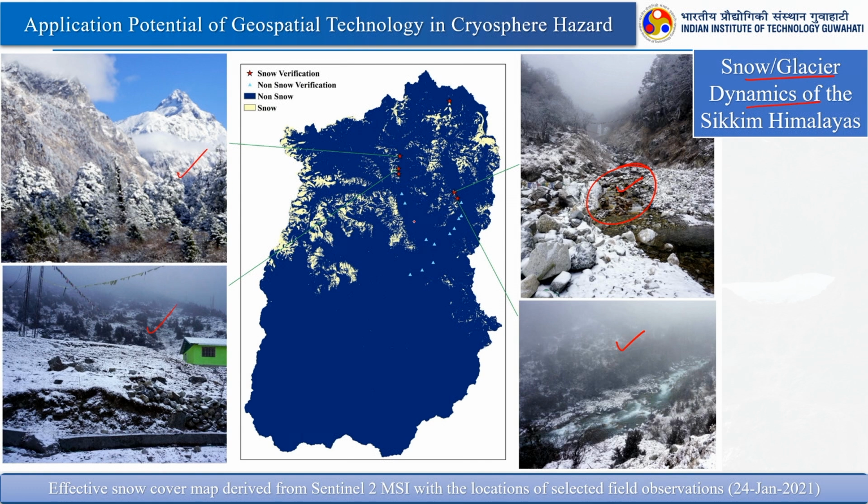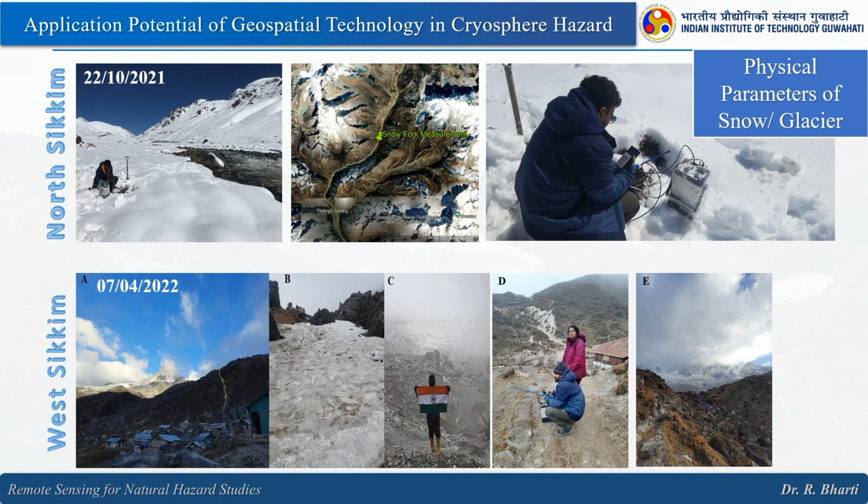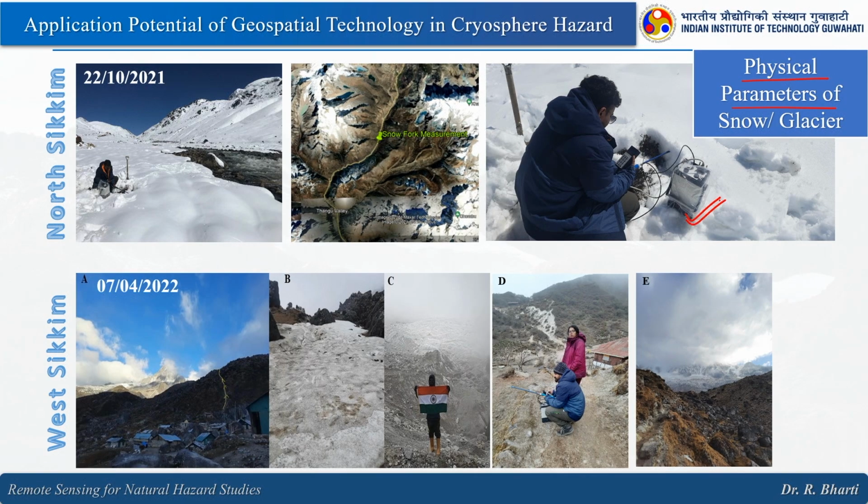So here we have used different indices to identify the snow cover in this particular region over the time, how it is changing. In another application like physical parameters of snow glaciers, so here we have also visited the field using the field radiometer, where we are measuring the snow dielectric property, and then same has been estimated using the microwave data sets, and together we are deriving different physical properties of the snow glaciers.